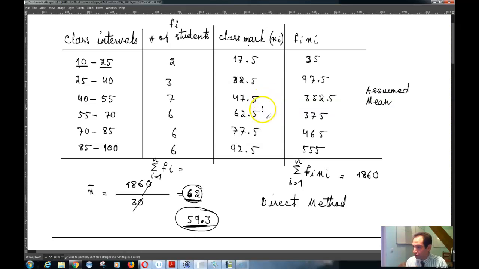To further reduce our calculation work, we may take A to be that x of i which lies in the center of x1, x2 all the way up to x of n.